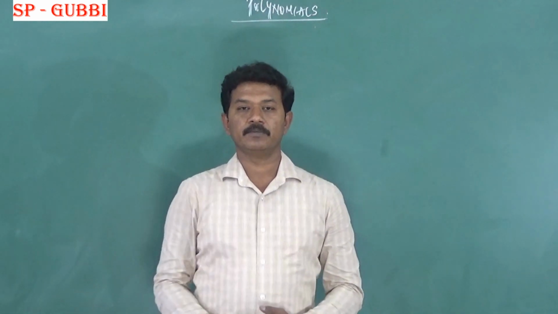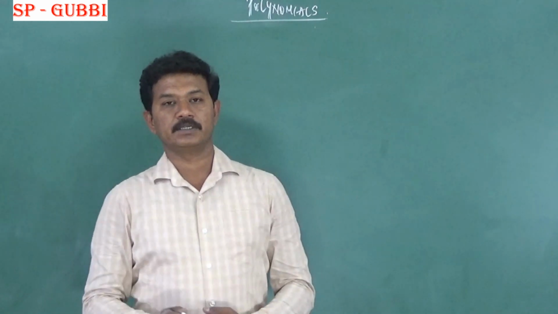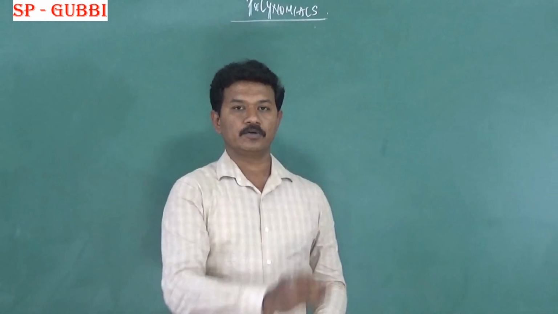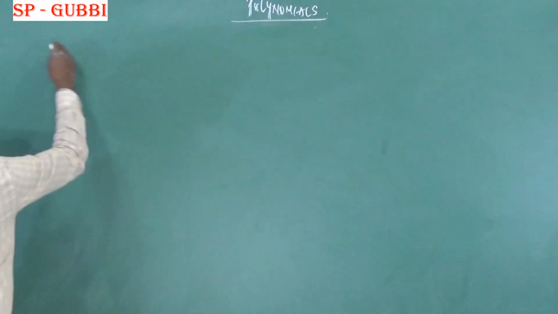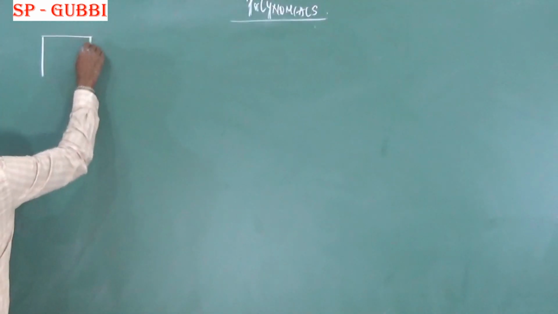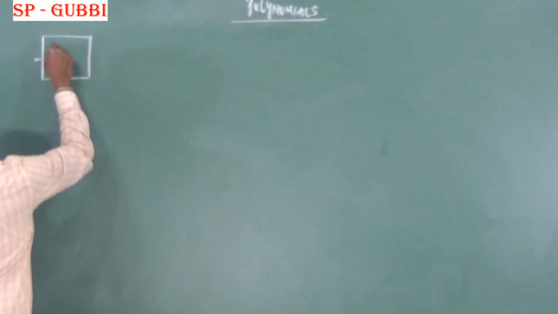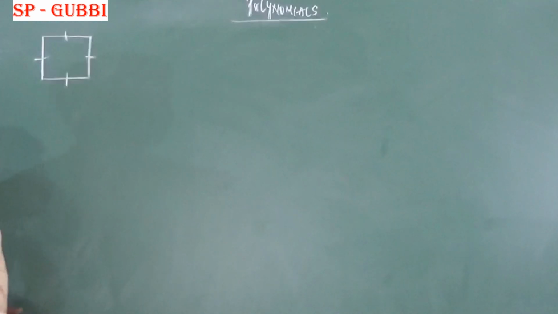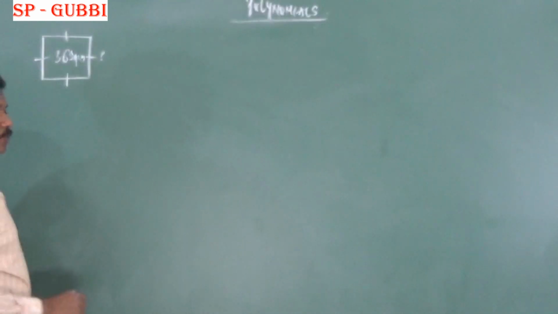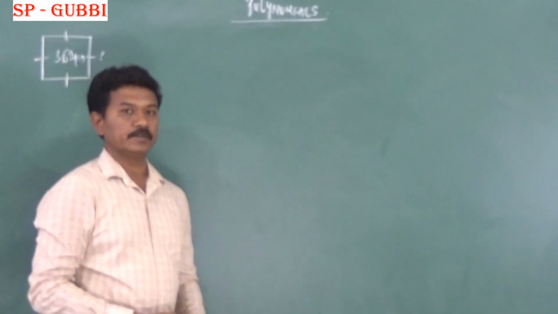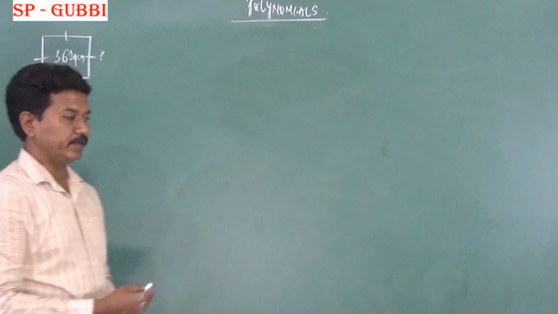In today's session we will be going with a very important topic, that is the types of polynomials. Let us go with some examples. We know that in a square all the four sides are equal. If the area of the square is 36 square centimeters, then find the side of the square. Maybe a very simple question, you have studied it in your previous classes.